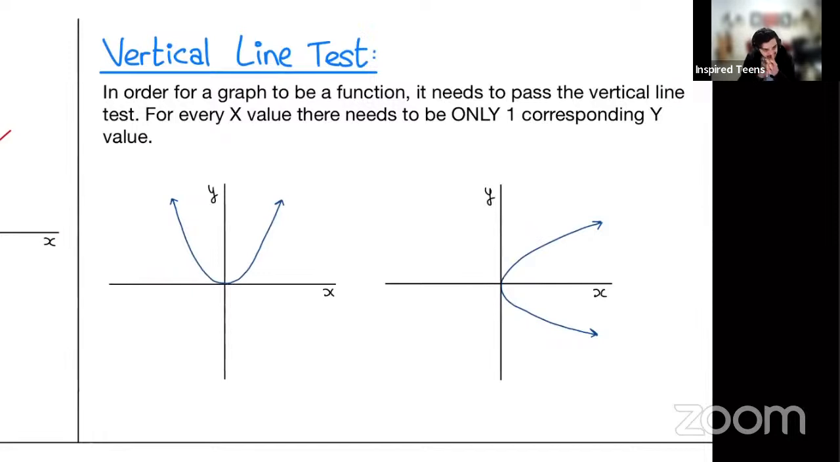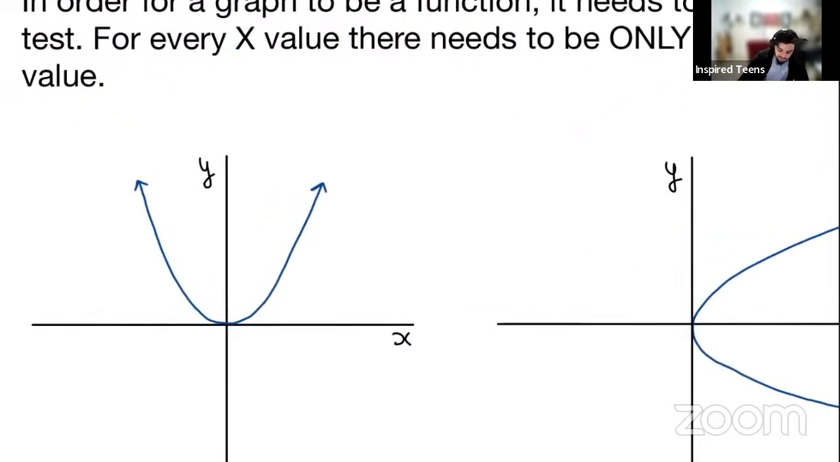For every x value, there needs to be only one corresponding y value. Okay, so yes, it's a vertical line. When you pass a vertical line through a graph, it basically can only touch the graph at one point in order for it to be considered a function.